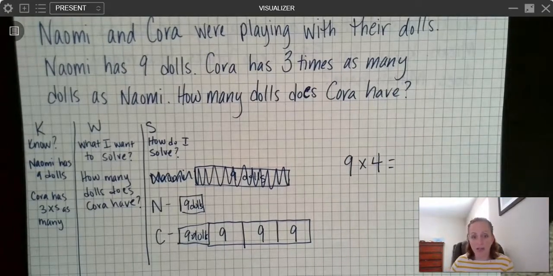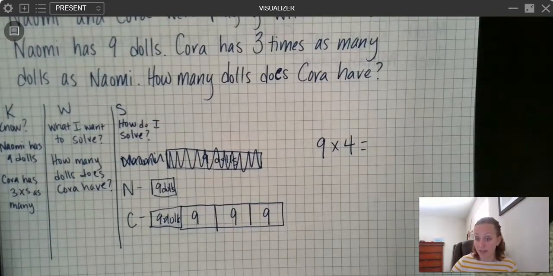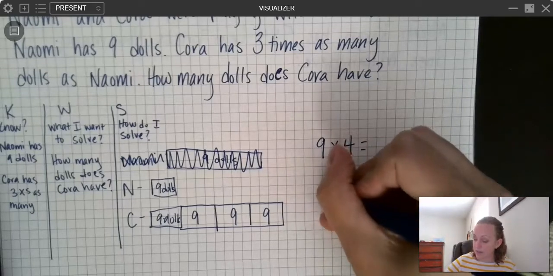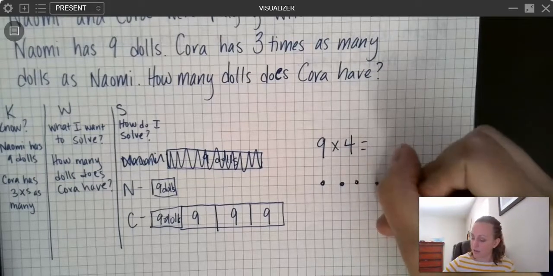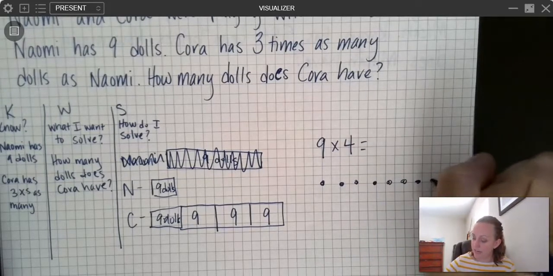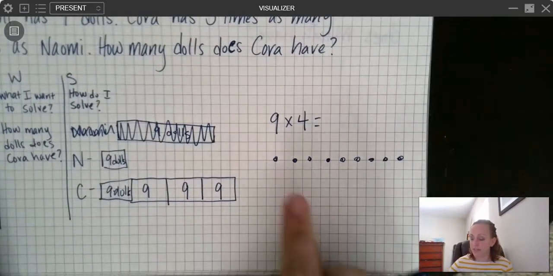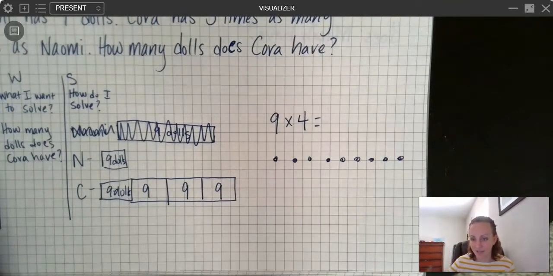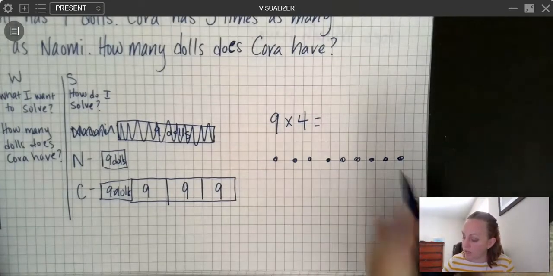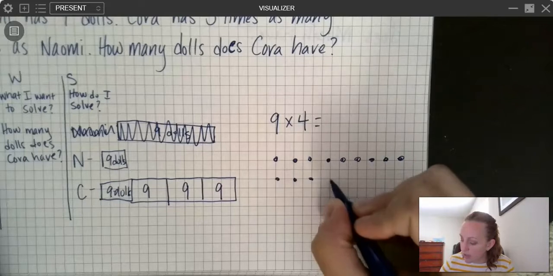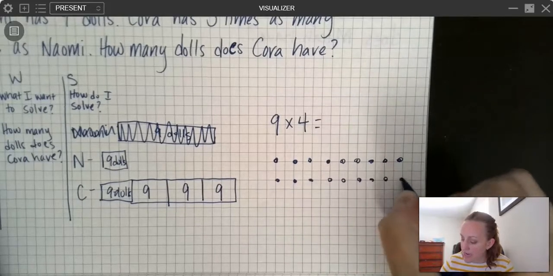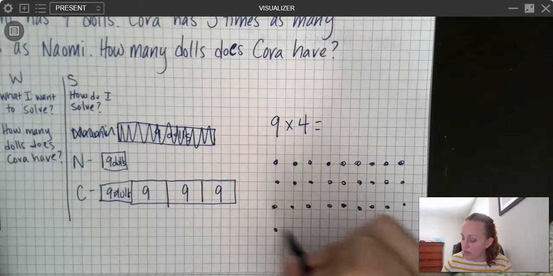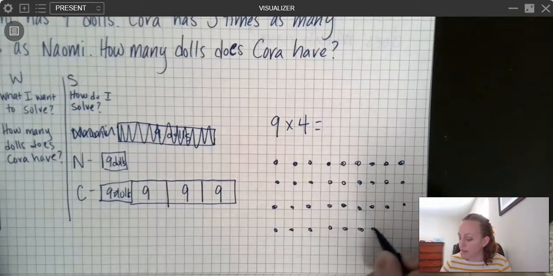Okay. Another way that I could represent this if I were drawing it would be to draw an array. Okay. So Naomi has 9 dolls, right? So I'm going to draw little dots because you guys know I'm not a good artist. 4, 5, 6, 7, 8, 9. Okay. Cora's are 4 times this. So I have to do this 4 times. Okay, times as many. That means I have to do it 4 times. So I've done it once. So I'm going to do 1, 2, 3, 4, 5, 6, 7, 8, 9, and again for each of the remaining rows.